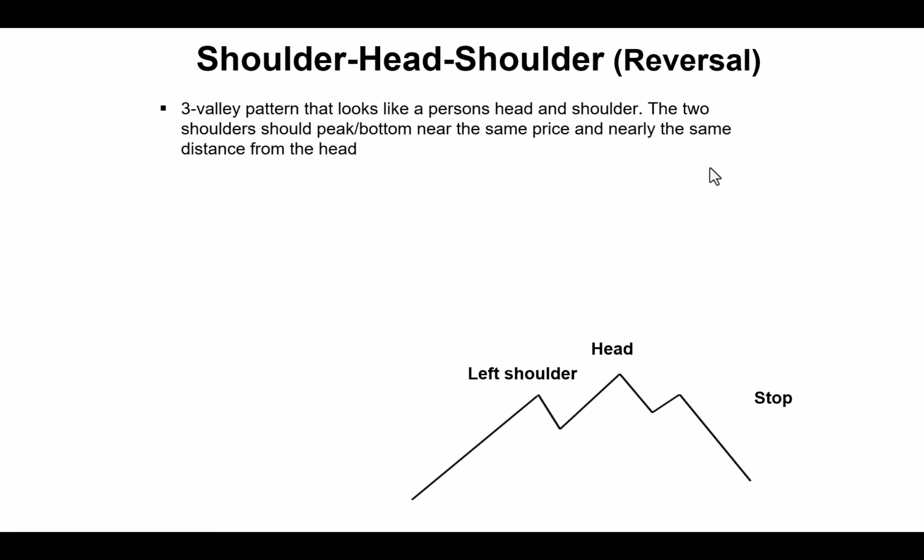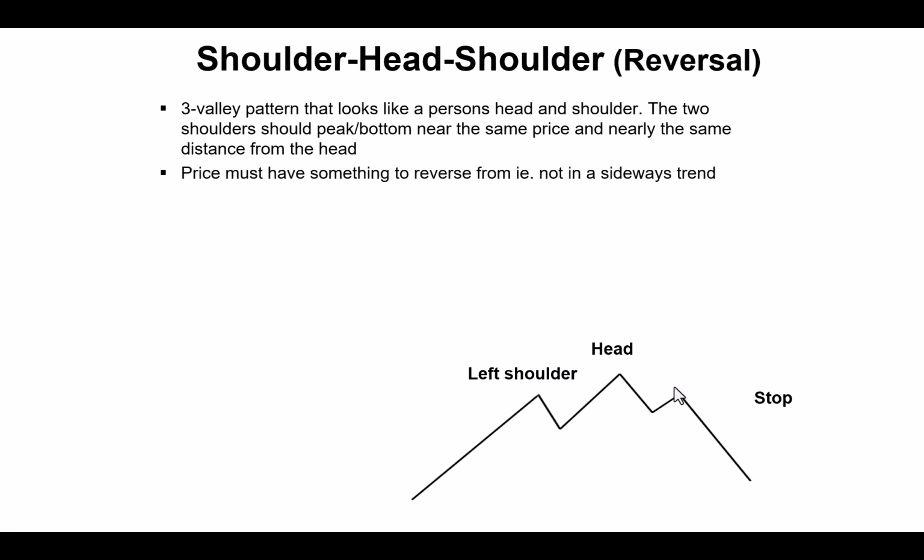So let's start. If we start with one that a lot of you have probably heard about, it is head and shoulders. It is always a reversal pattern. It can't be in sideways trading, and I'll give you an example later. So it's a three-valley pattern. It looks quite a bit like a person with a head and two shoulders. We have the left shoulder and we have the right shoulder.